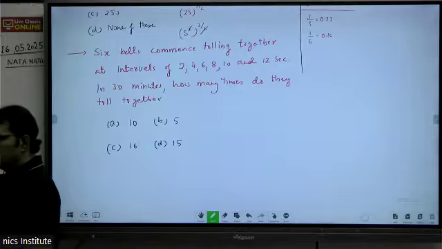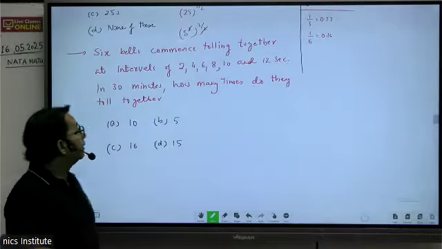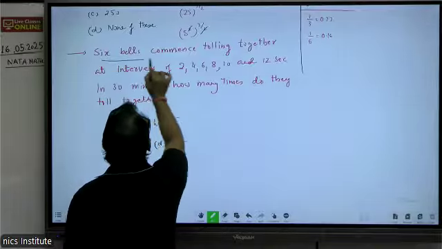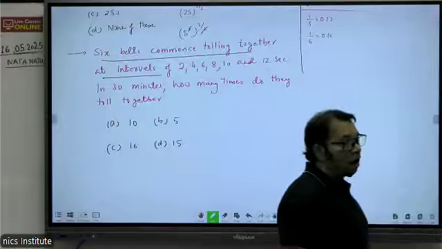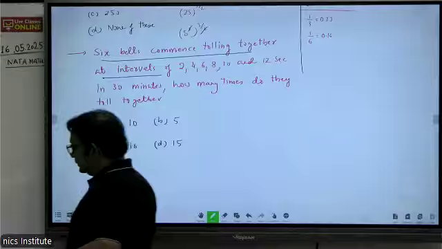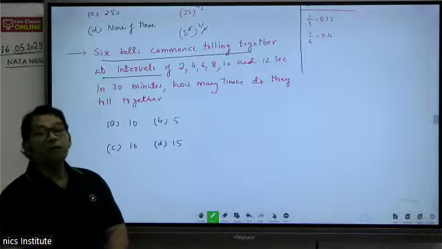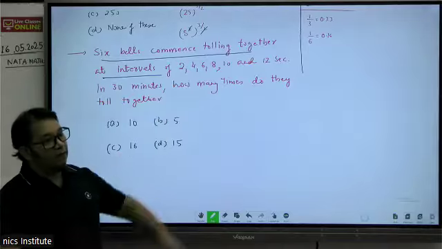So C. So 15. Is it 15? Yes, sir. Read the question again. Their time intervals are given. Okay? So they will sound together when you find the LCM of these numbers. When you find the LCM of these time intervals, they will be sounding together.